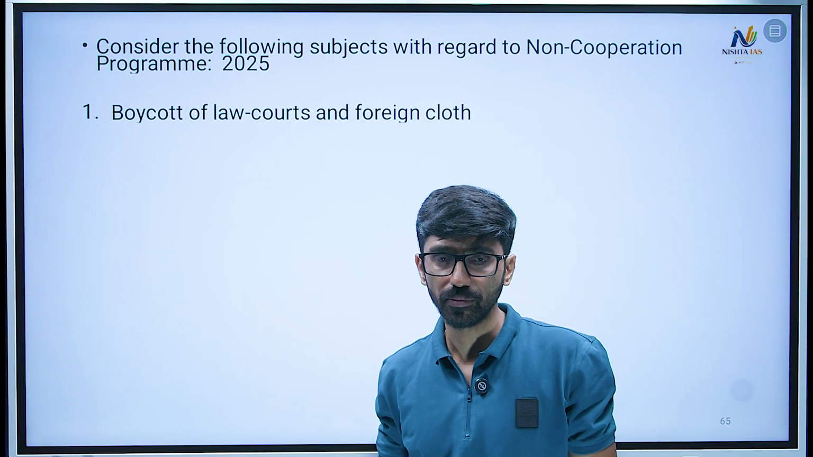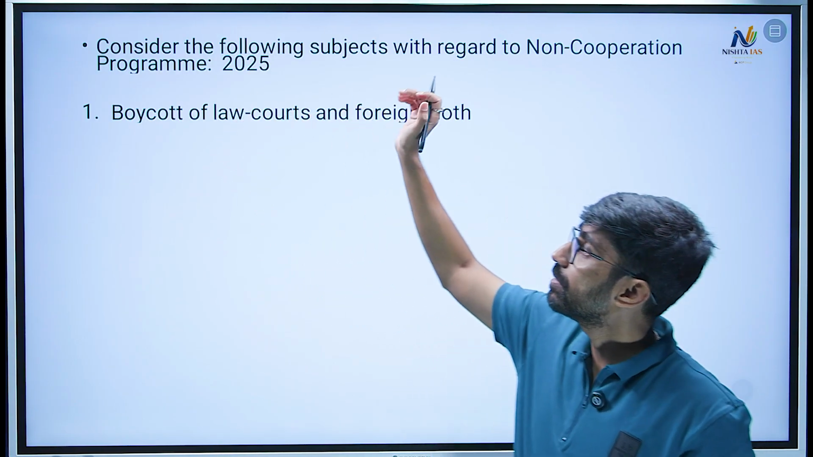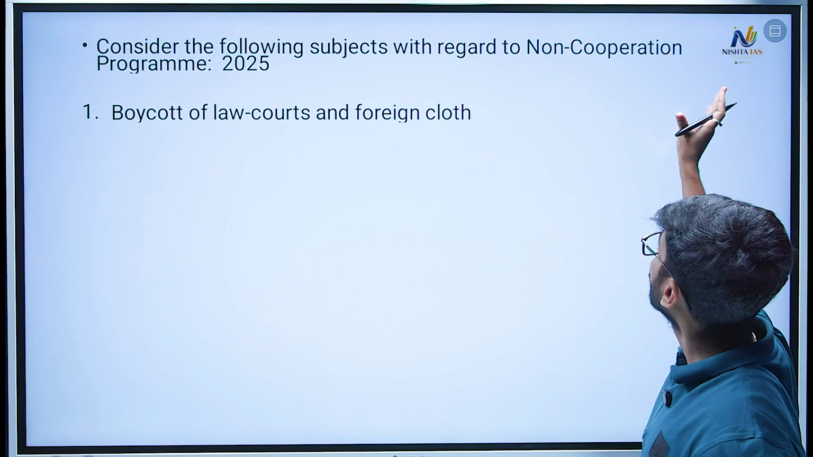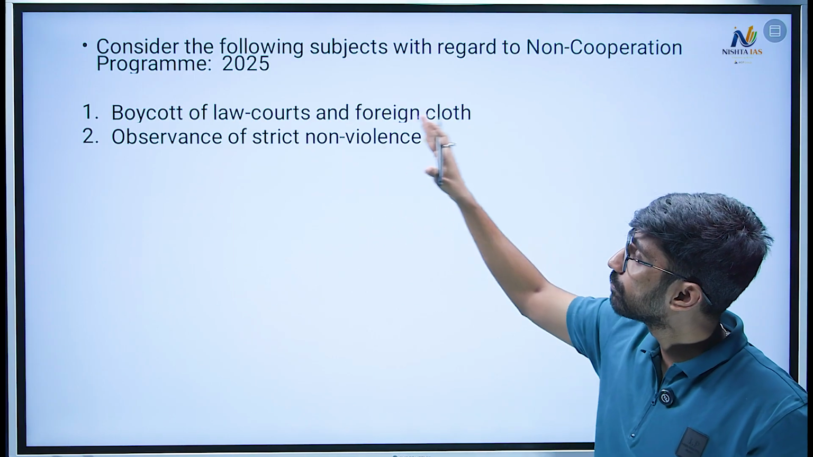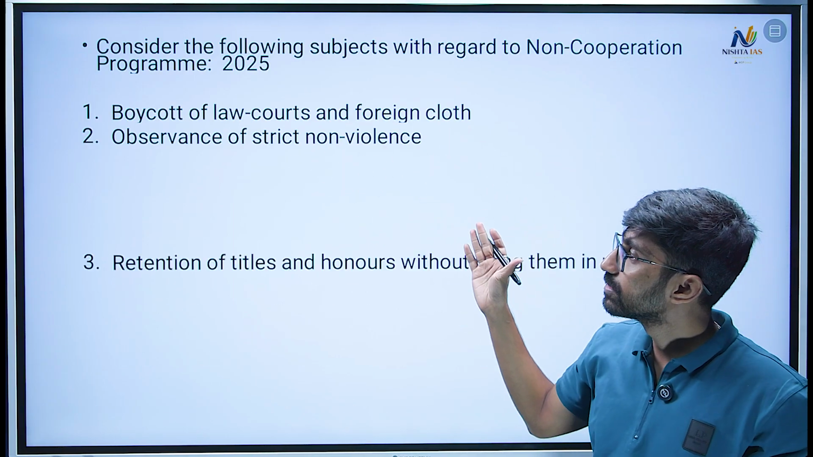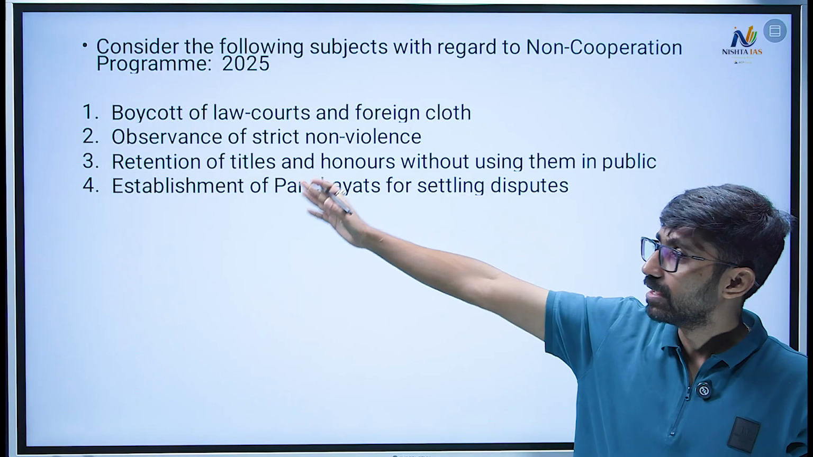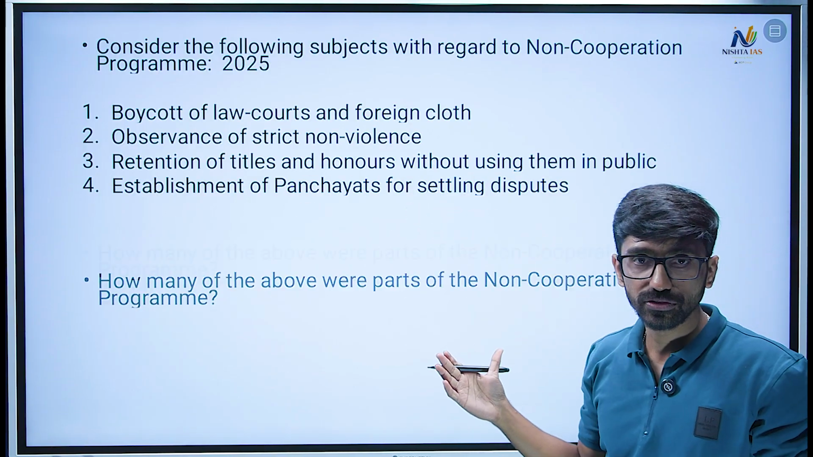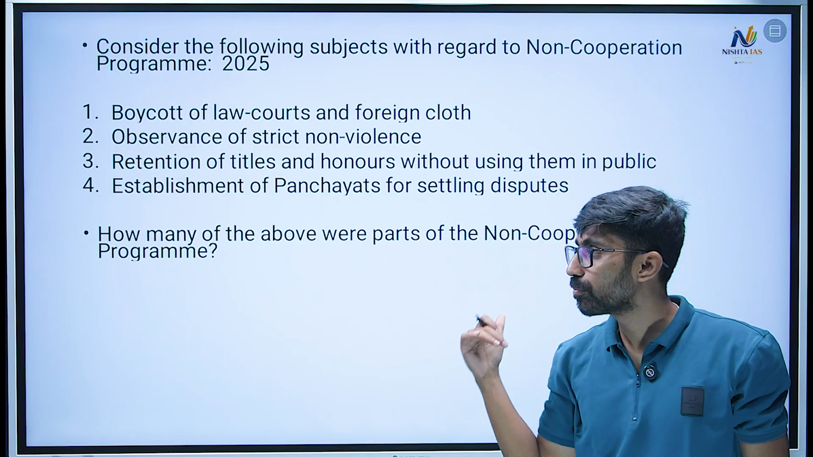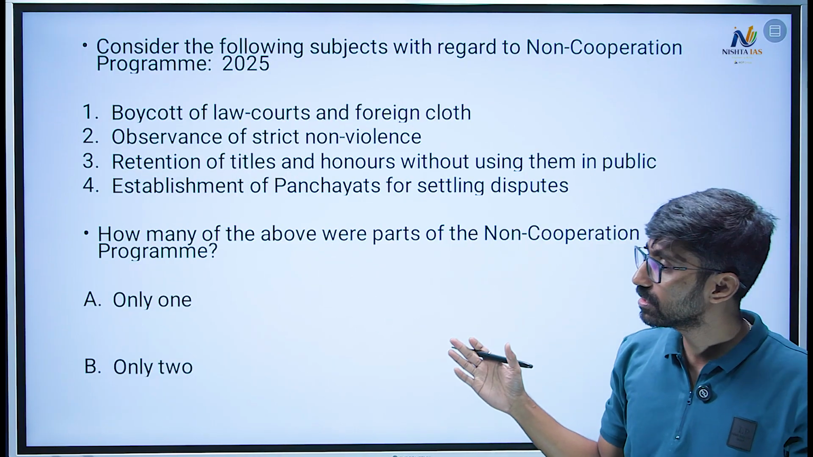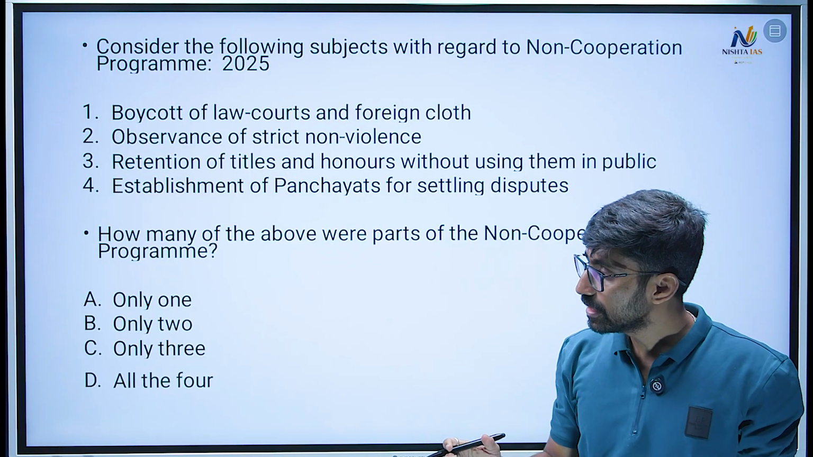Before getting into the non-cooperation movement, look at the question asked in 2025. Consider the following subjects with regard to the non-cooperation program: boycott of law courts and foreign cloth, observance of strict non-violence, retention of titles and honors without using them in public, establishment of panchayats for settling disputes. How many of the above are parts of the non-cooperation movement? Only one, only two, only three, all the four.